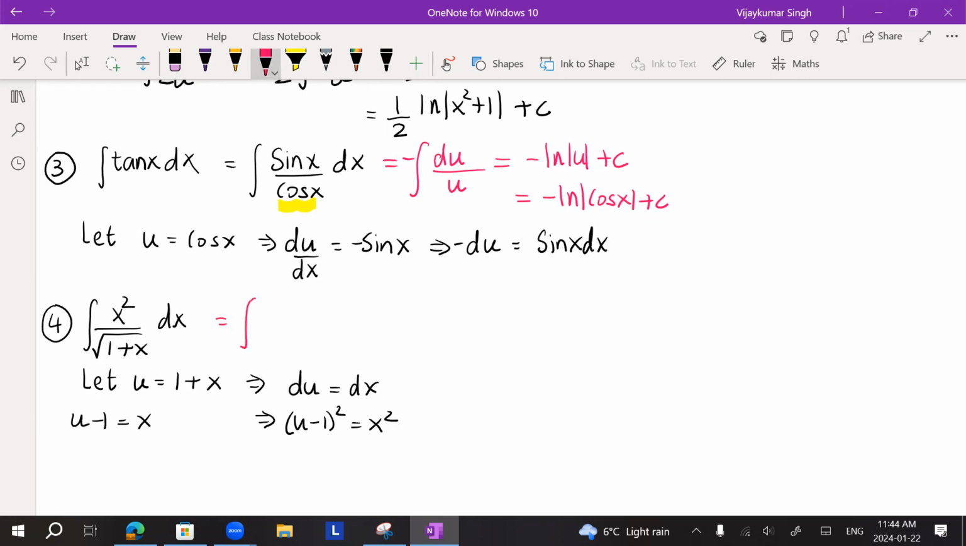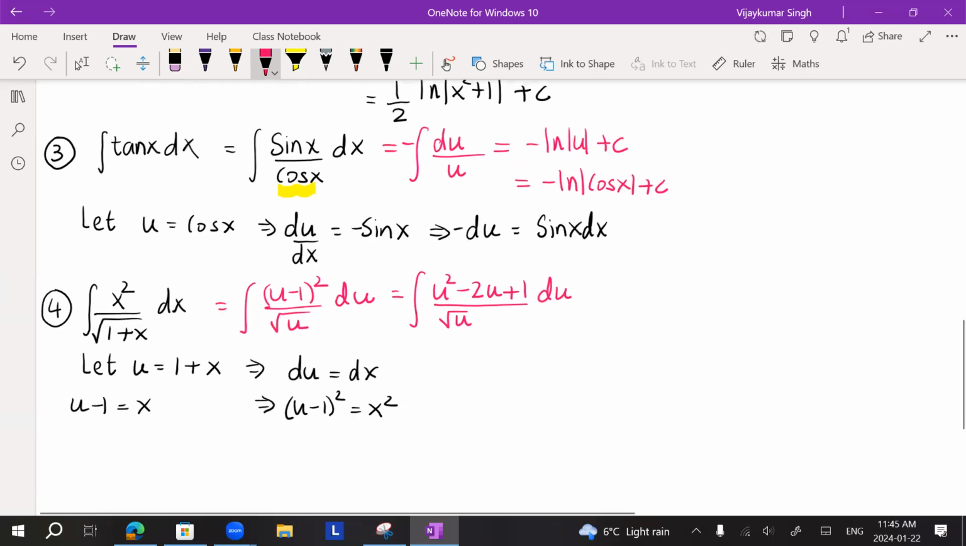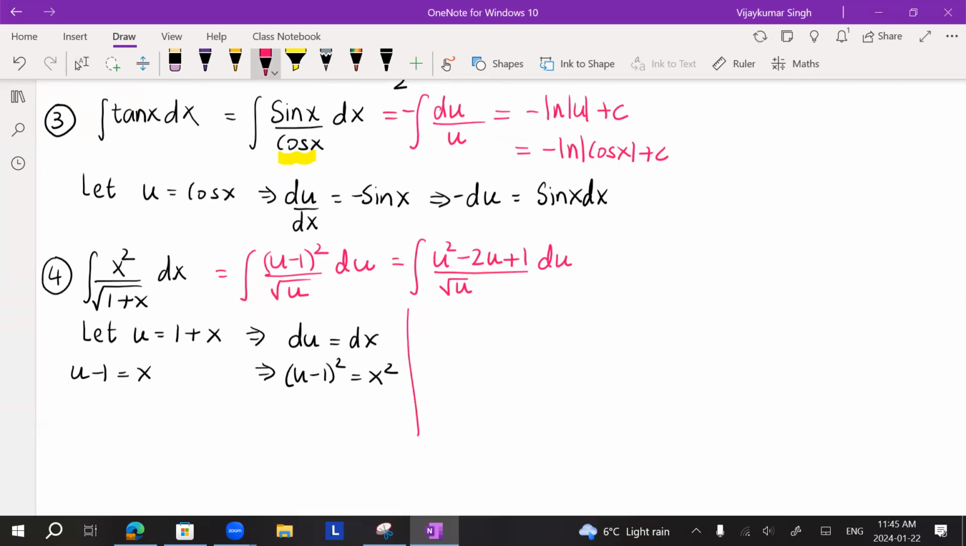Now the integral becomes u minus 1 squared on the top, and the bottom square root of u. Then we have dx the same as du. And now we can expand it out. So we get u squared minus 2u plus 1 divided by square root of u. And now you can distribute the square root of u throughout here. So we get u to the power 3 by 2, minus 2 u to the power half, plus u to the power minus half.